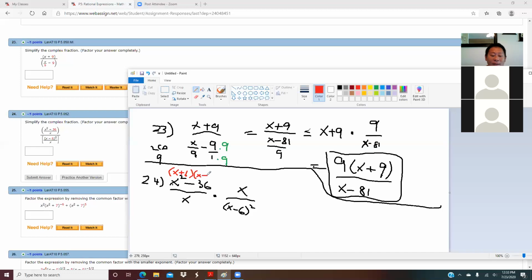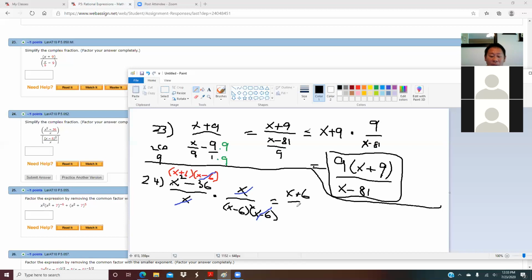And then what you do next is you will have to cancel. Now something can be canceled. For example, your x here can be canceled. Now this x minus 6 can be canceled with this x minus 6, but the square here means that you just need to multiply it twice, like x minus 6 and x minus 6. This is the meaning of it. So when you cancel with x minus 6 here, you only cancel with 1. So you still are left with another x minus 6. So what is your answer for question 24: on top you are left with x plus 6.